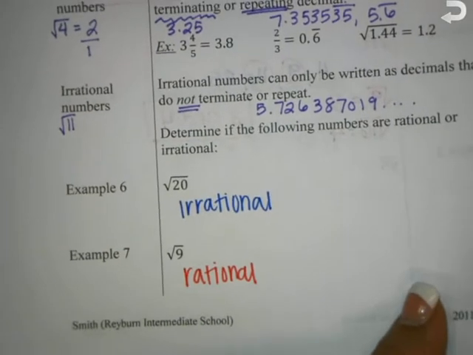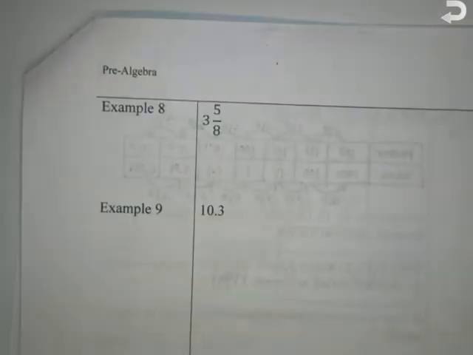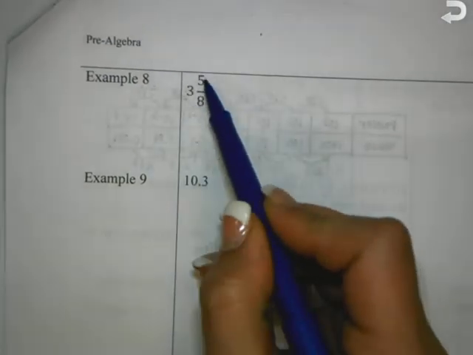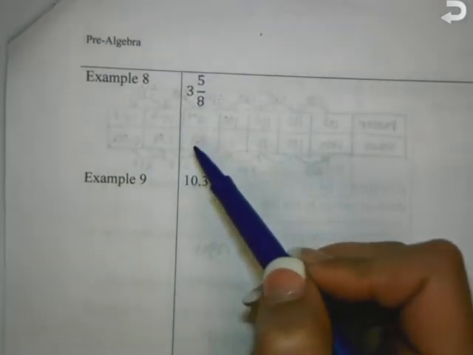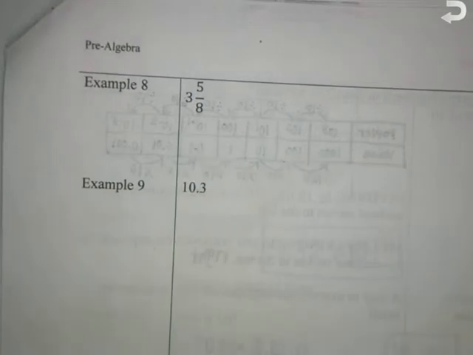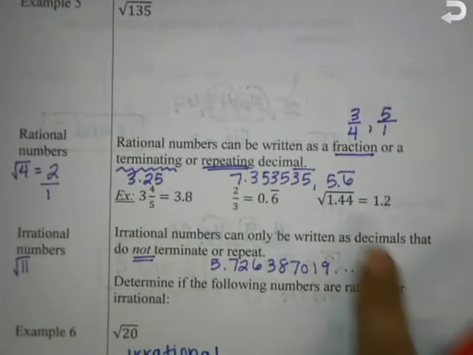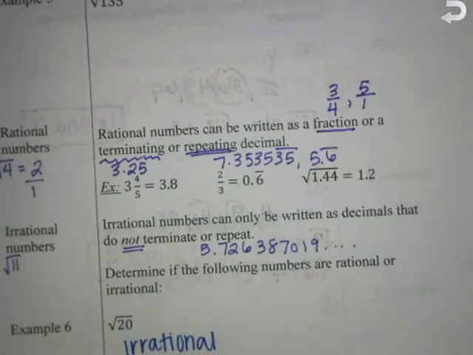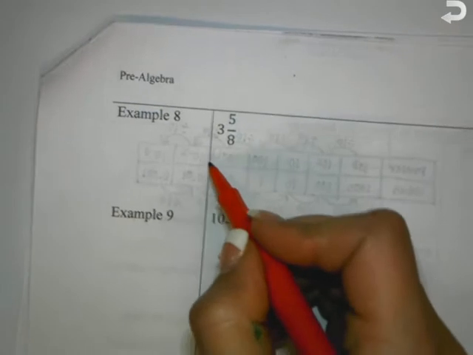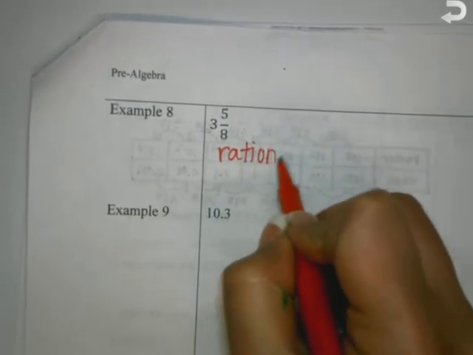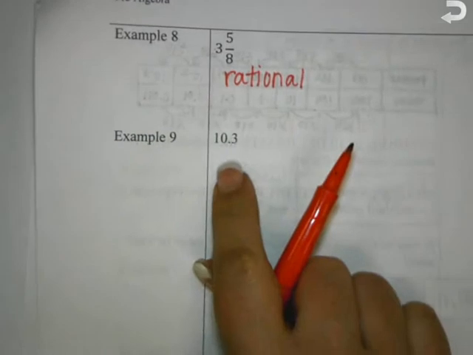3 and 5/8, rational or irrational? What did we say about rational numbers? Fractions can be rational numbers. So would this one be rational or irrational? Rational. What about 10.3? Rational because it terminates, right? Okay. Good.